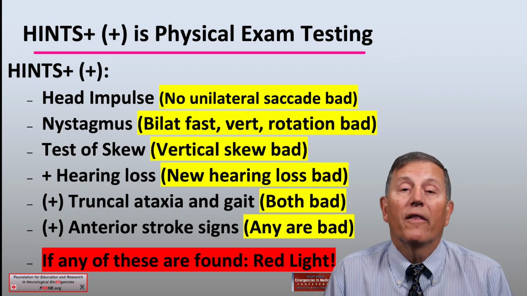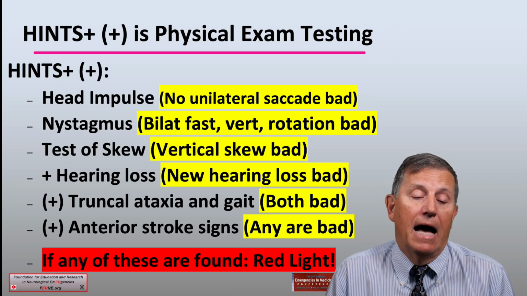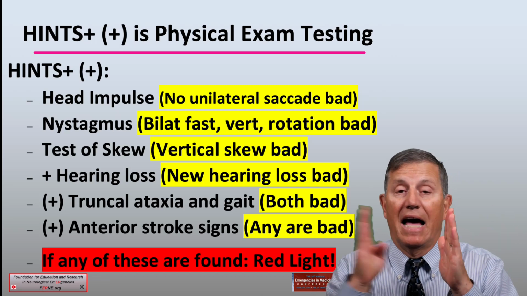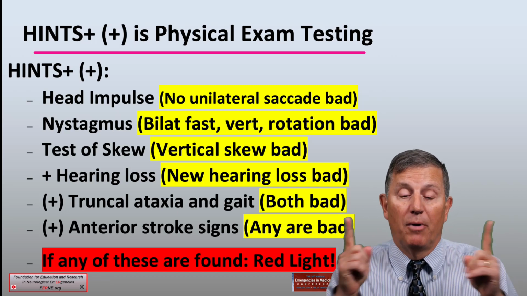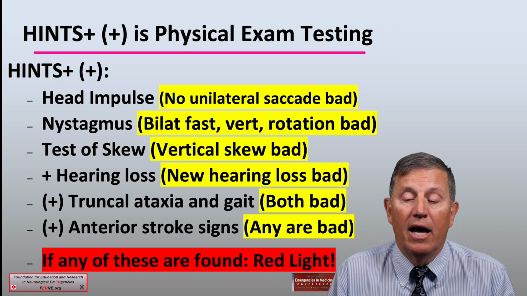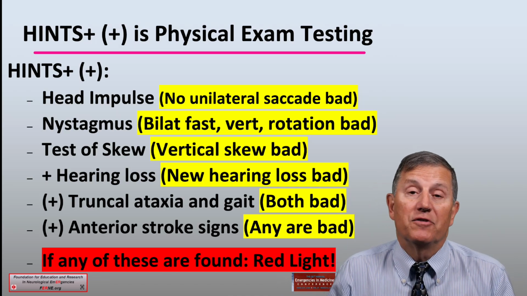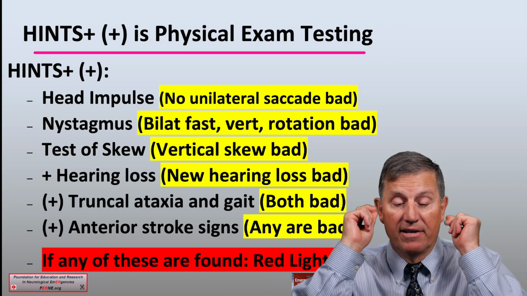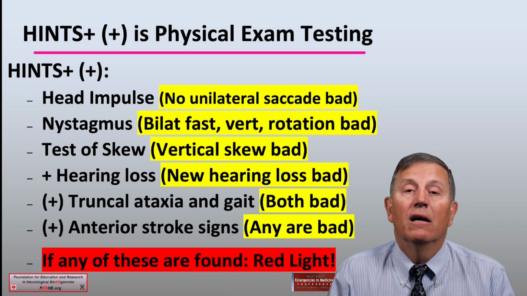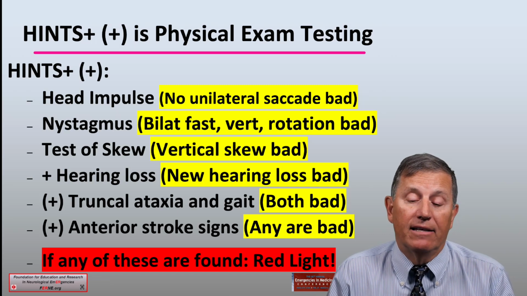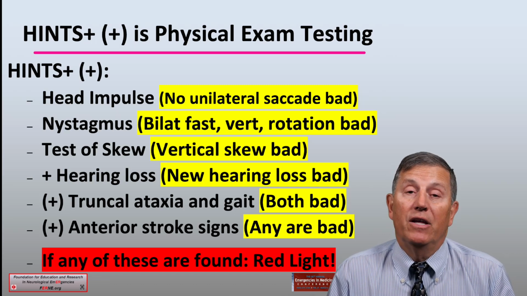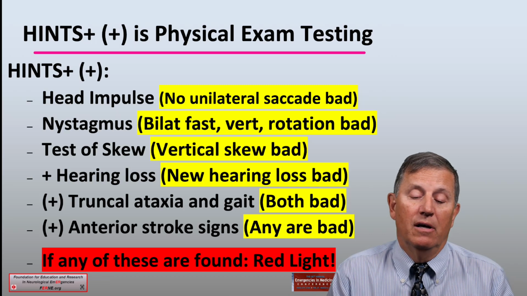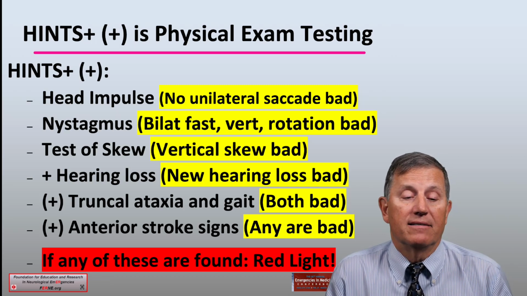So, what are the red light findings in summary? On head impulse, no unilateral saccade observed on either side is bad. Nystagmus with a bilateral fast component is bad, as are vertical and rotational nystagmus. Any correction vertically on tests of skew is bad. Any hearing loss is bad. Truncal ataxia or ataxic gait are bad. And lastly, we know that anterior stroke signs are bad. If any of these are found, red light the patient and admit them for further diagnostic testing.